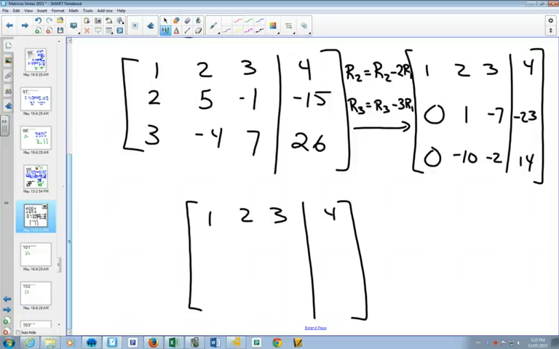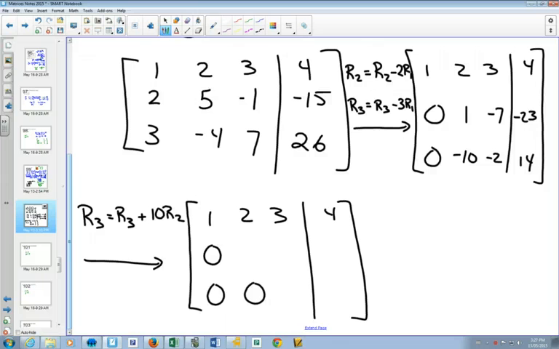Again, row 1's not going to change. These zeros aren't going to change, but I want to get a 0 here now. So in order to do that, I'm going to have to change my row 3. My row 3 is going to be my row 3 to start with, but then I'm going to have to add 10 row 2s. So my row 2 is not going to change either. Okay. And we're going to have, this will be 0. Now row 3 is negative 2 plus negative 70, which is negative 72. And here, oh, I forgot my negative here. Negative 230 plus 14 will be negative 216.